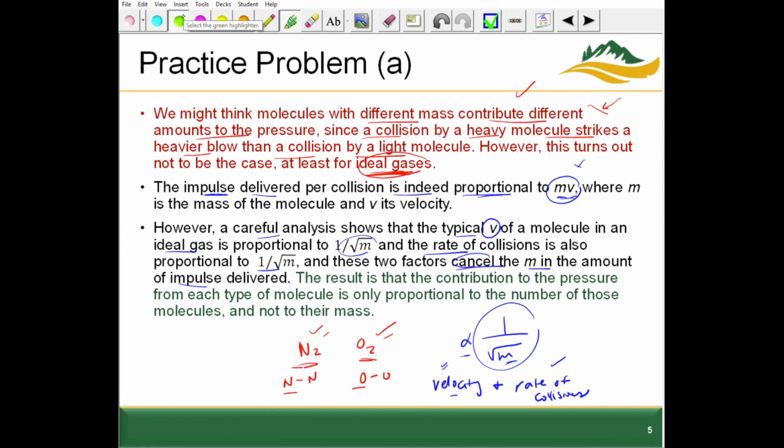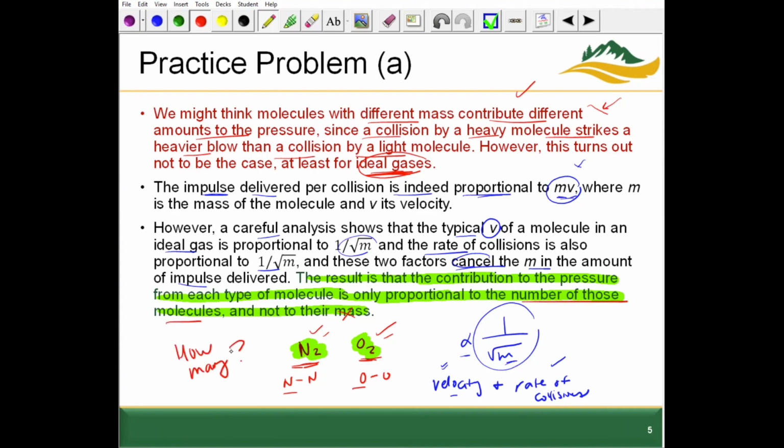What does this all mean for us? The takeaway is that the contribution to the pressure from each type of molecule, we're going to get back to our practice problem here in a second, so N2 and O2, is only proportional to the number of these molecules and not to the mass of the molecule. The relative mass of N2 versus O2 does not matter. The only portion that matters here for our partial pressure kinds of problems is the number of these molecules.